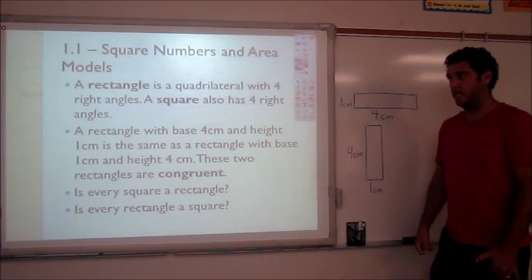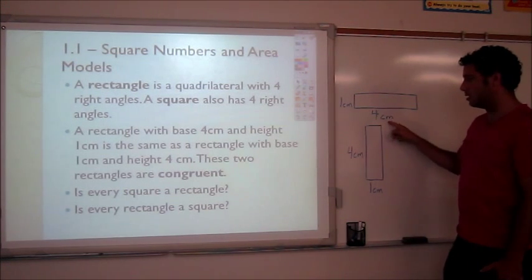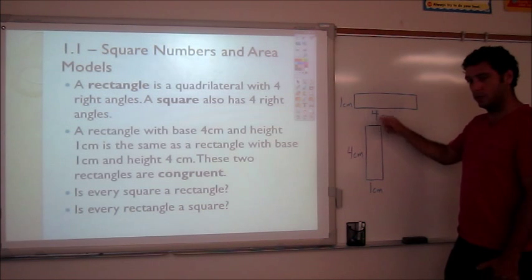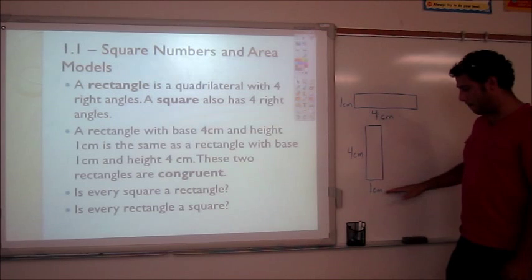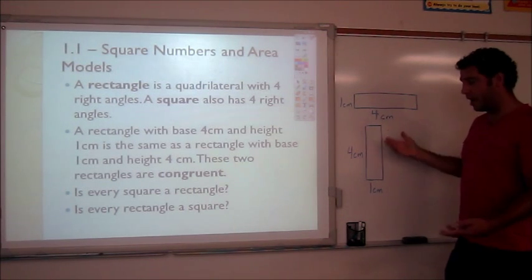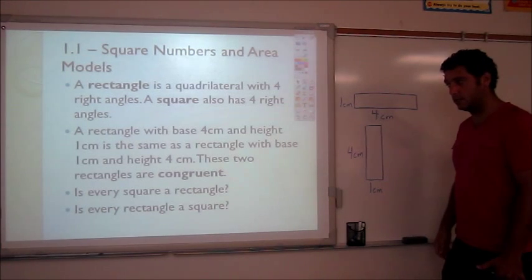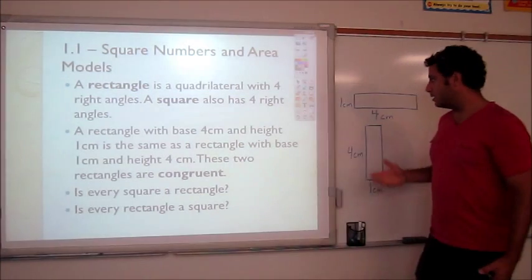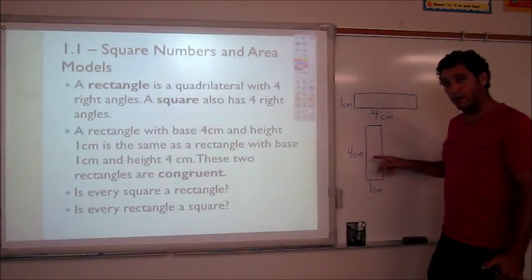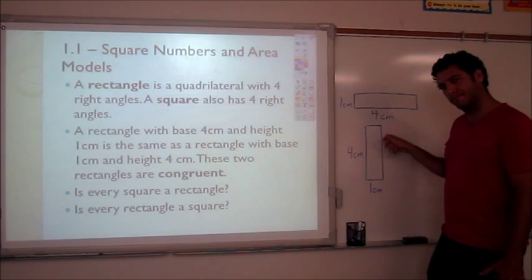Okay? A rectangle with a base of 4 centimeters and a height of 1 centimeter, like this one, and a rectangle with a height of 4 centimeters and a base of 1 centimeter are actually the same. They are said to be congruent. So we can say that these two rectangles are congruent. They have the same dimensions. This one is just tilted.